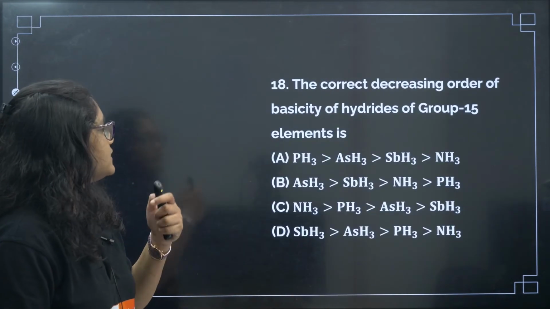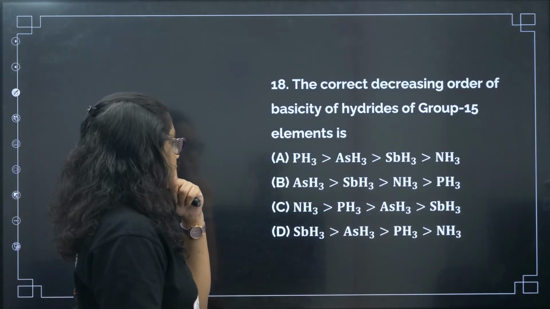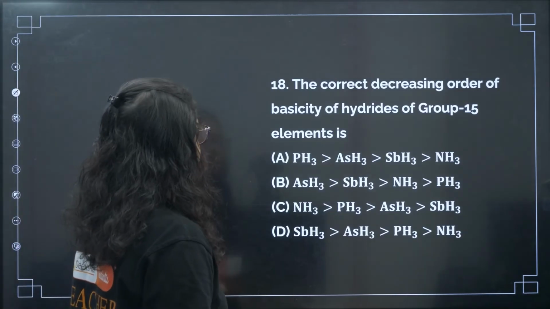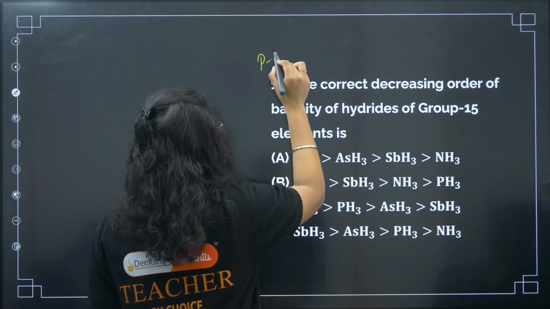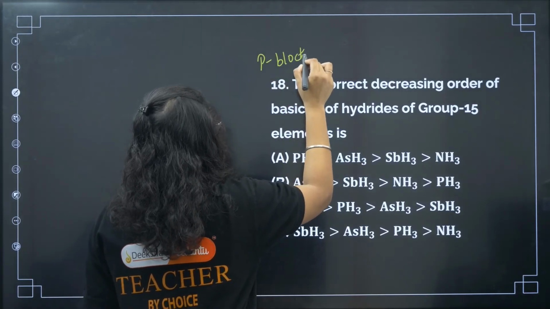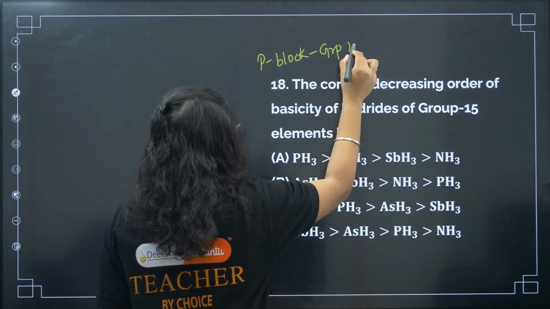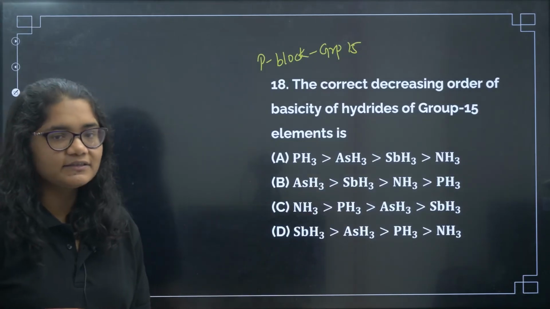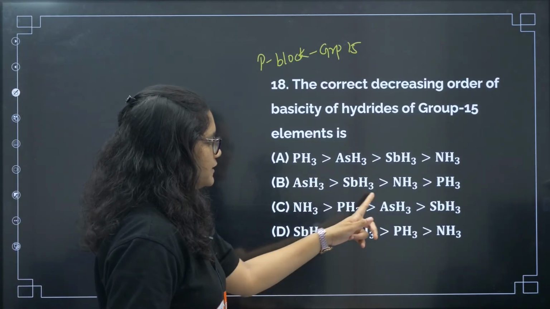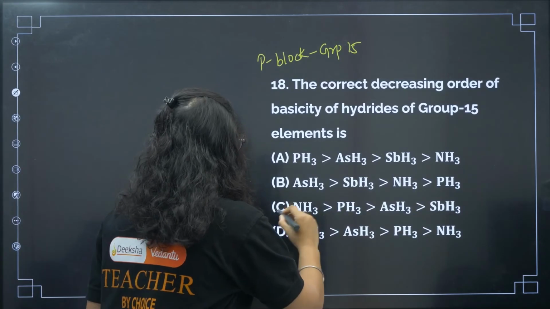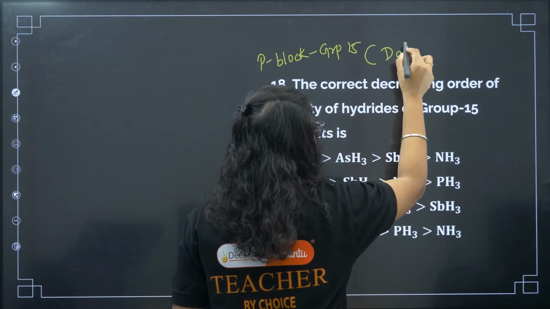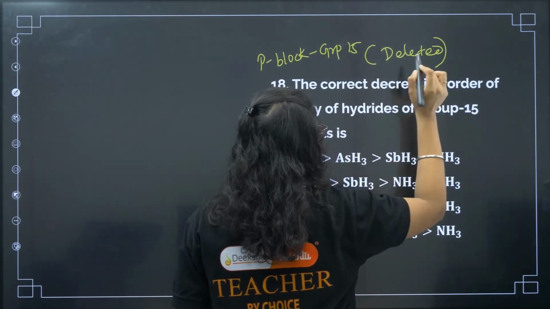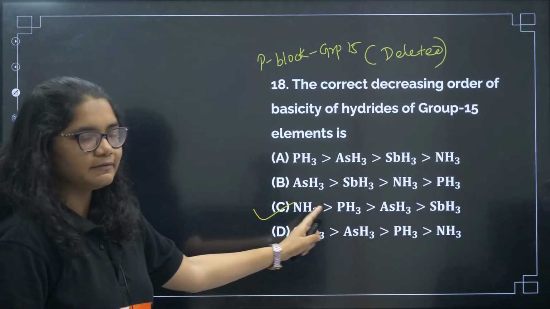Okay, now let us move towards the 18th question, the correct decreasing order of basicity of hydrides of group 15 elements. So we have moved to P block and group 15. So you know basicity will decrease down the group. So nitrogen, phosphorus, arsenic, antimony. Okay, so yes, this topic is also from your deleted portion. So you did not study this one, but this will be the answer.